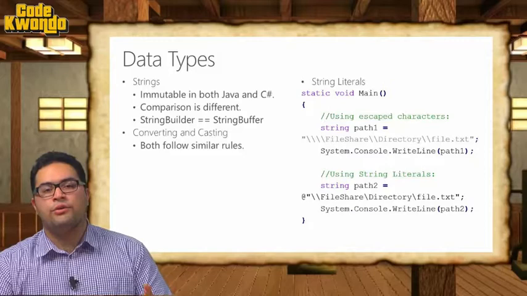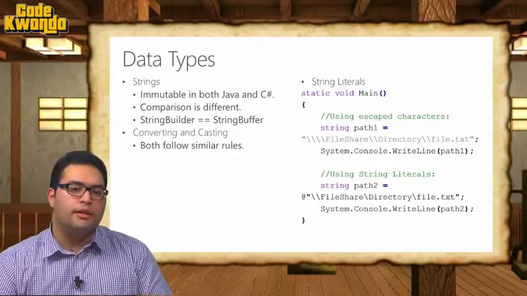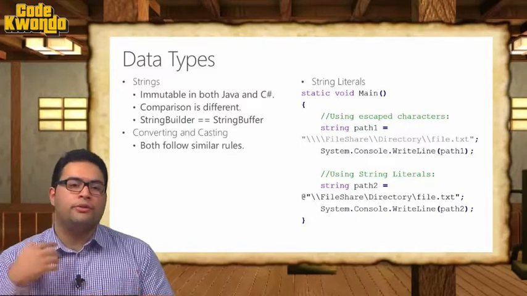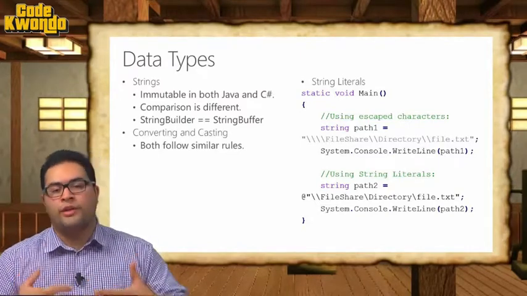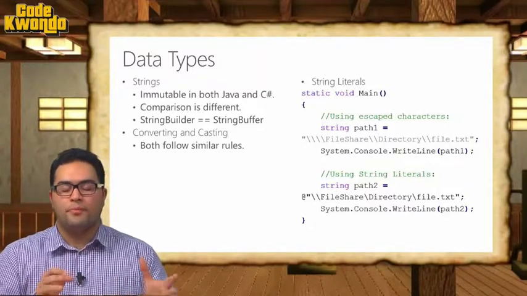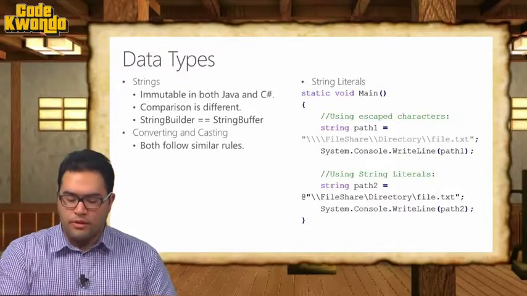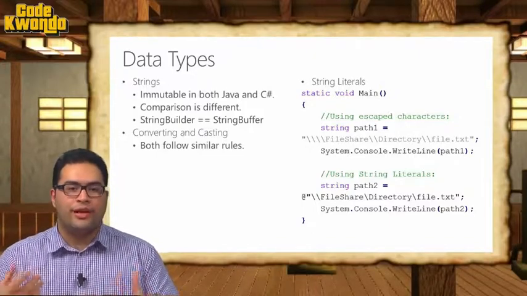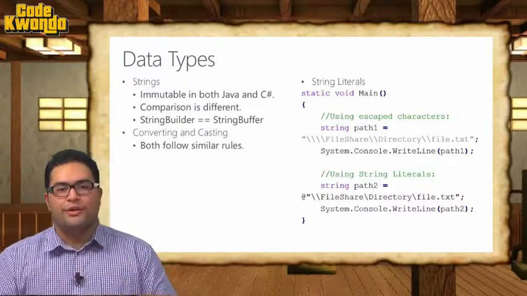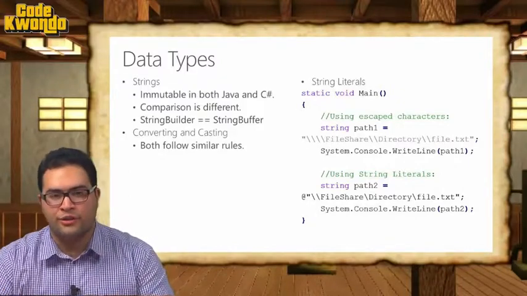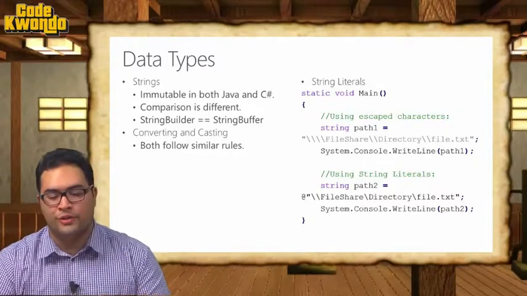And comparison between strings is a little bit different. In Java, you normally use the equals method. In C#, you can use the double equal sign, and it won't actually do a comparison by reference. It will compare the value itself. It's exactly the same as when you compare two numbers, so you don't have to adjust your coding style to do comparisons between strings.